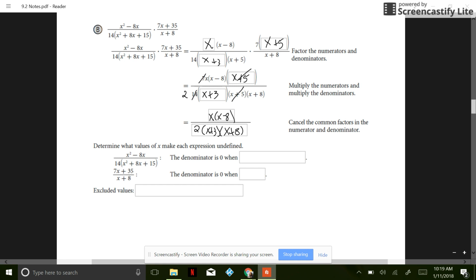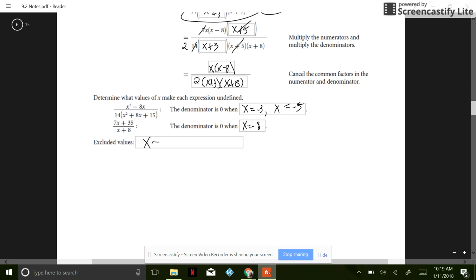So next we need to determine what values make the expression undefined. This is based off of our denominators up here when we had them factored. The denominator is 0 when x equals negative 3 and when x equals negative 5. And then in the second piece here, the denominator is 0 when x equals negative 8. So that means those are all of the undefined values. The excluded values would be negative 3, negative 5, and negative 8.